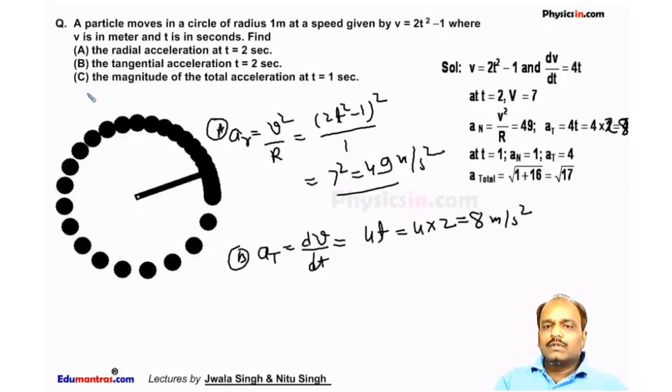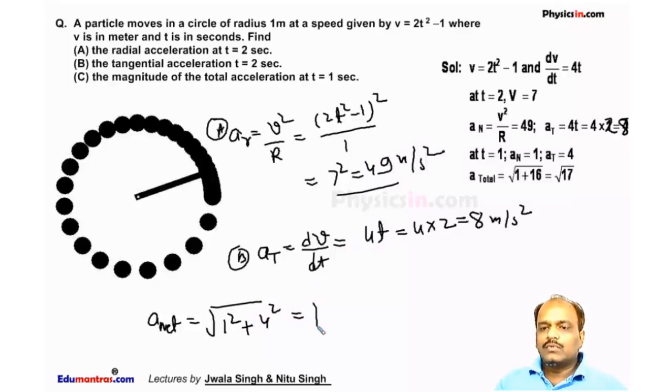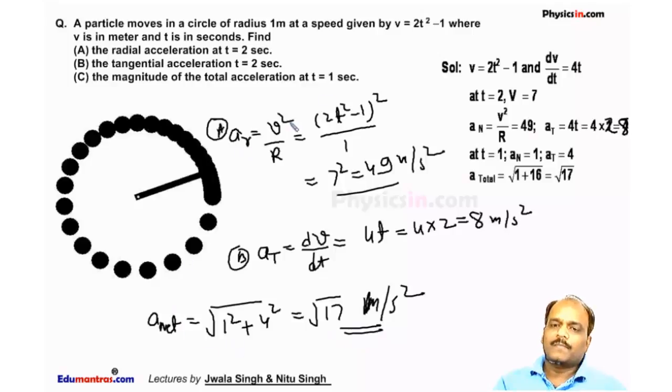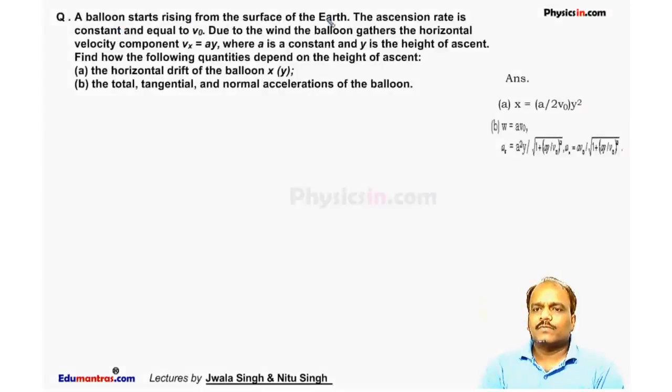Now the magnitude of total acceleration at t is equal to 1 second. So the magnitude of net acceleration is root over radial acceleration square plus tangential acceleration square. At t is equal to 1 second, radial acceleration is 1, so it is 1 square, plus tangential acceleration is 4 into 1, that is 4 square, so it is root over 17 meter per second square. This is the answer.